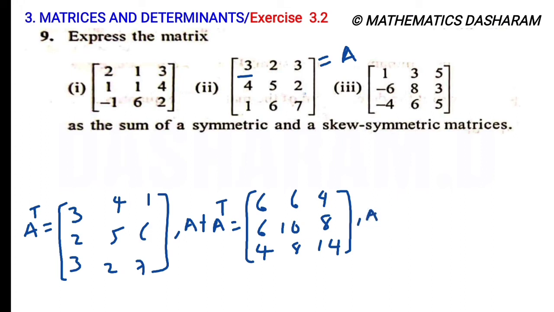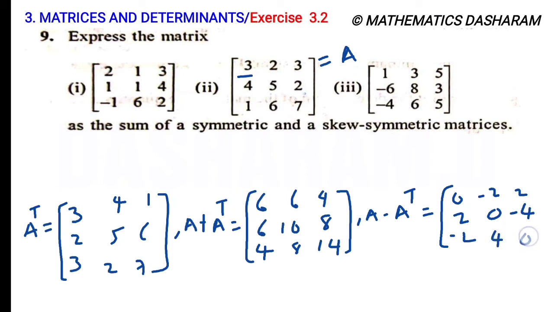Next, A minus A transpose matrix. Just subtract the A transpose matrix from the A matrix. Here 3 minus 3 is what? 0. 2 minus 4 is minus 2. 3 minus 1 is 2. 4 minus 2 is 2. 5 minus 5 is 0. 2 minus 6 is minus 4. 1 minus 3 is minus 2. Next 6 minus 2 is 4. 7 minus 7 is 0.